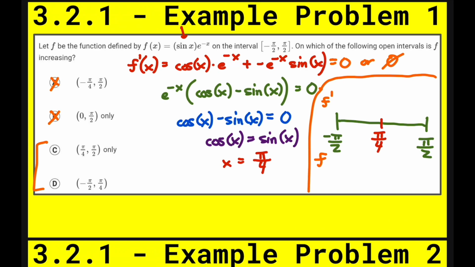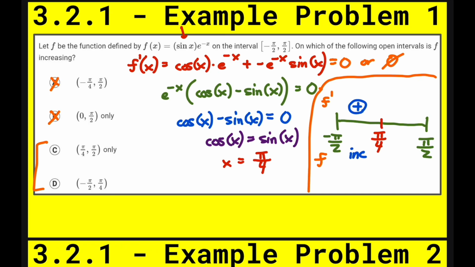Okay, so the best value that I can think of between negative pi over 2 and pi over 4 is 0. So I'm going to plug 0 into the derivative, and I'm going to use the factored part of the derivative because it's just a little bit easier to use. So it's going to be e to the 0 times cosine of 0 minus 0, because sine of 0 is 0. Long story short, that's going to be positive. So I'm going to put a positive here. The derivative is positive in that interval. Well, if the derivative is positive, that means f is increasing, which is what we're looking for.